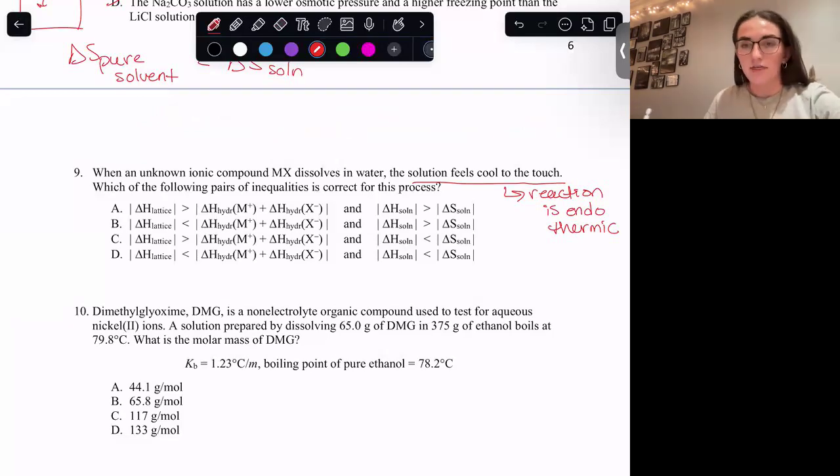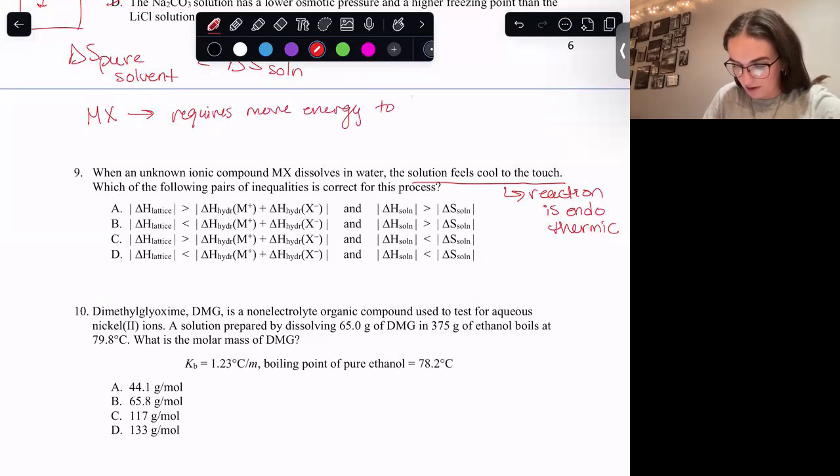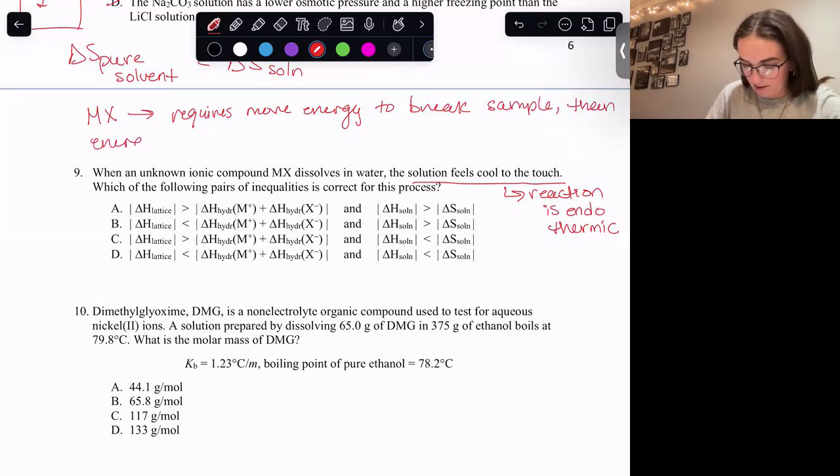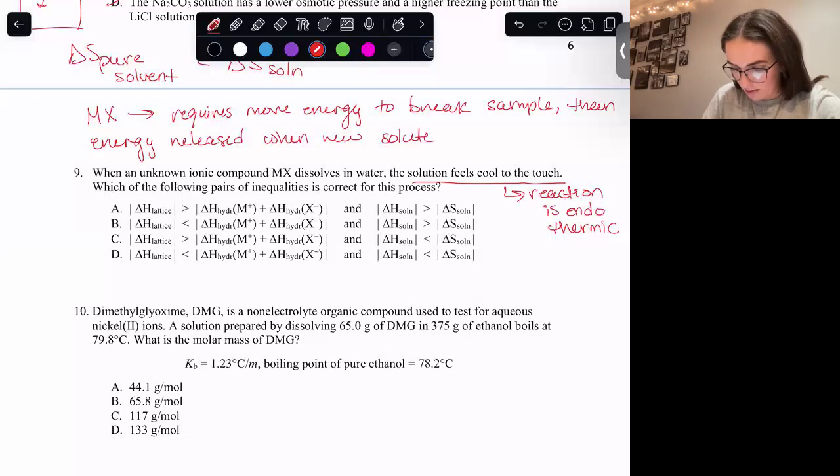The reaction is endothermic. That means that in order to break MX, it requires more energy to break the sample than the energy released when new solute-solvent IMFs form.